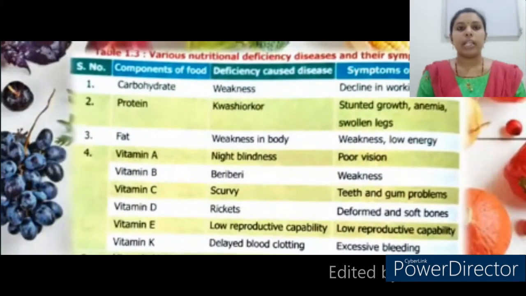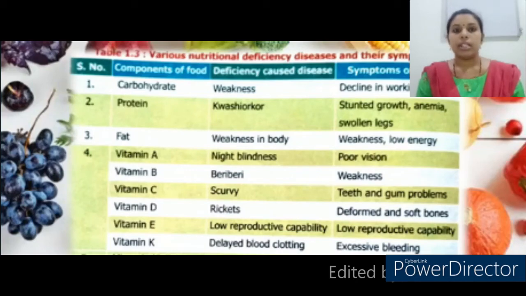Diseases caused by the deficiency of vitamins are: vitamin A, night blindness; vitamin B, beriberi; vitamin C, scurvy; vitamin D, rickets; vitamin E, low reproductive capacity; vitamin K, delayed blood clotting.